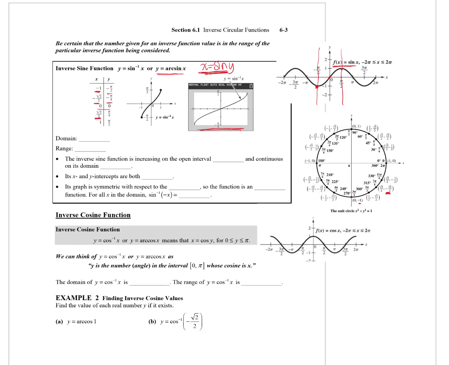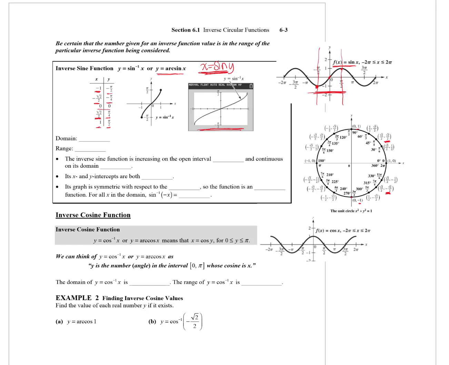√2 over 2 is up here in the first quadrant, the y value, and so you see the angle is pi over 4, and then when the y value is 1, then the angle is pi over 2. So that's using the unit circle, or you can just switch the x's and the y's on this part of the graph of the sine function.